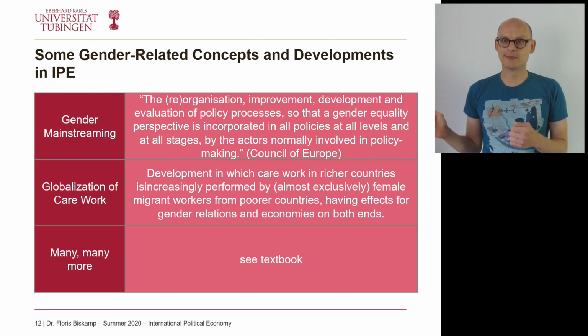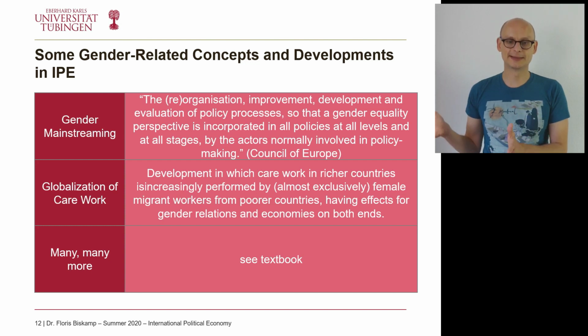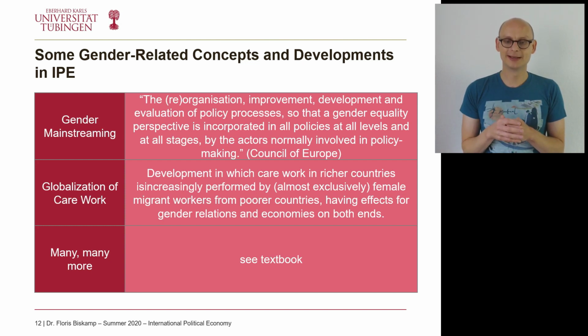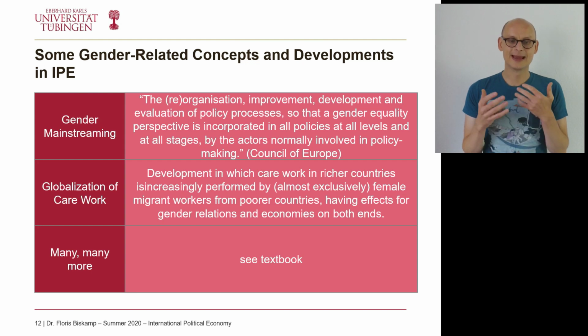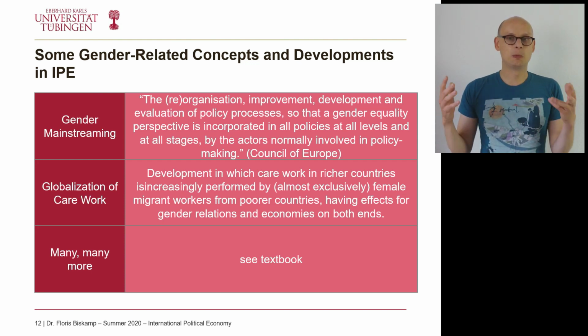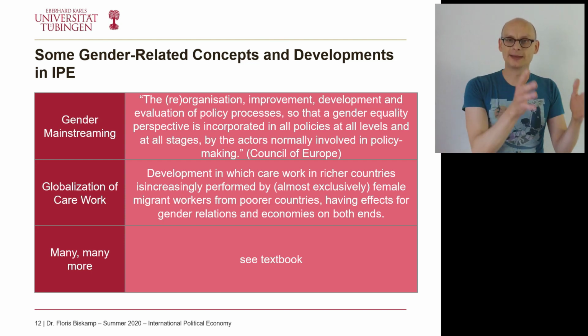So the idea of gender mainstreaming, which was formulated and institutionalized at the World Women Conference in Beijing in 1995, is simply that the reorganization, improvement, development, and evaluation of policy processes take place in a form that a gender equality perspective is incorporated in all policies at all levels and at all stages by the actors normally involved in policymaking.